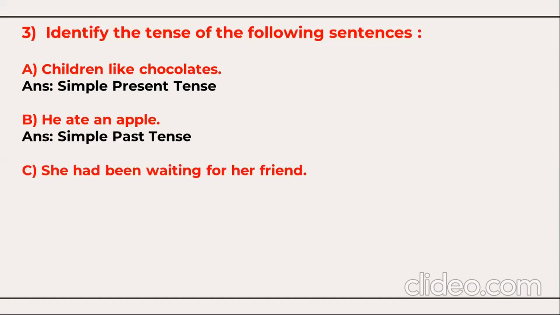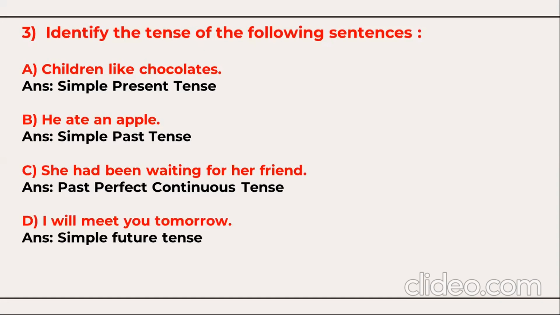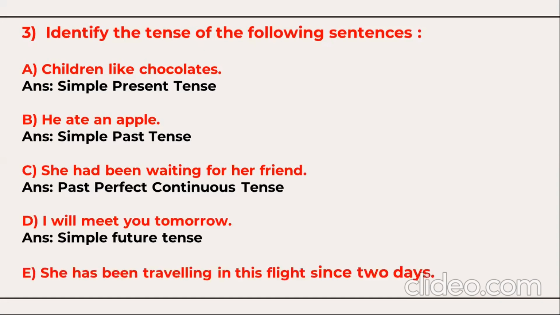She had been waiting for her friend, past perfect continuous. Why continuous? ING form. I will meet you tomorrow, simple future tense. She has been traveling in this flight since 2 days, present perfect continuous tense. Present perfect continuous tense, has been traveling. Then, so these are the 5 marks questions, 5 questions, 5 marks. So first 5 marks, email writing, then dialogue writing, then identifying the tense. So all the three are very scoring ones.